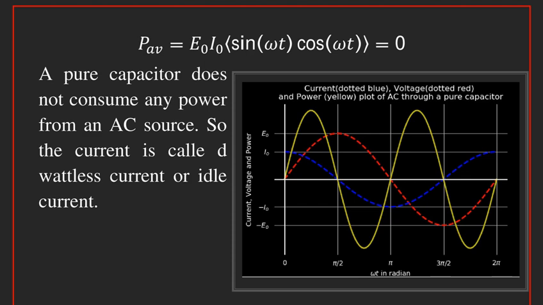What is the energy change? During the first quarter, the power from the AC source is consumed by the capacitor and stored inside the capacitor as electrostatic energy. And then in the next quarter, that stored energy is discharged, because the capacitor is now being discharged. So the energy is transferred again to the AC source.